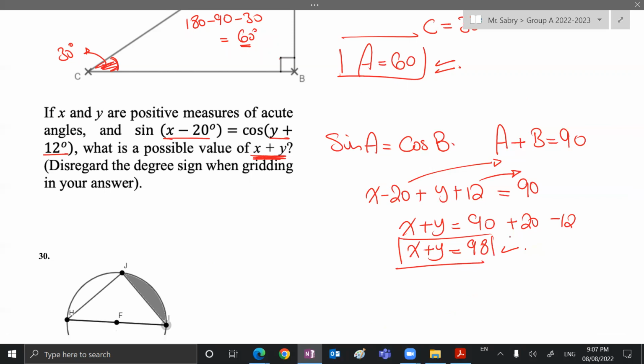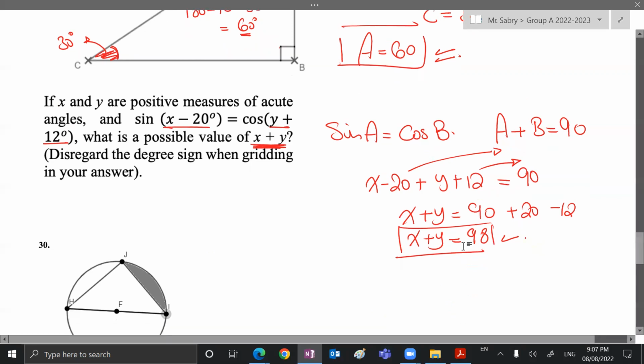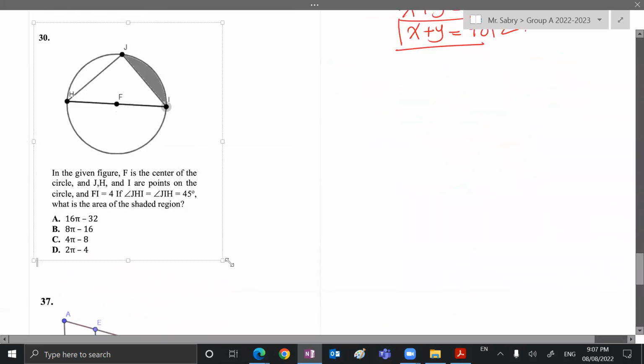This is the type of question, and the reason why I explained this rule earlier is that whenever we have sine of one angle equal to cosine of anything else, these two things added to each other must be equal to 90. Now moving on to this.